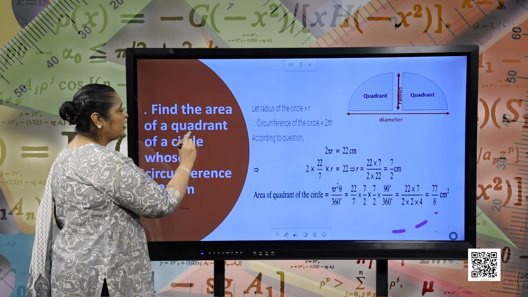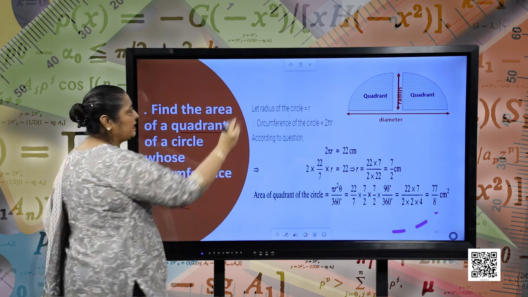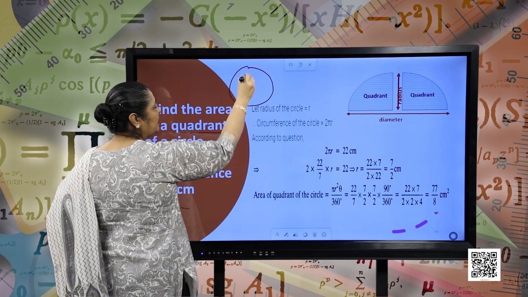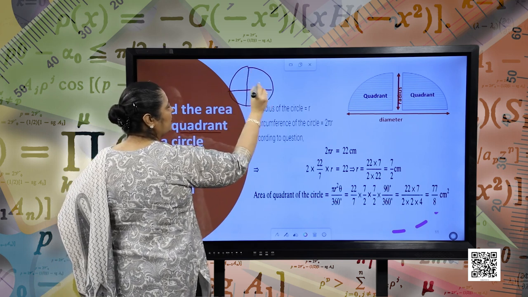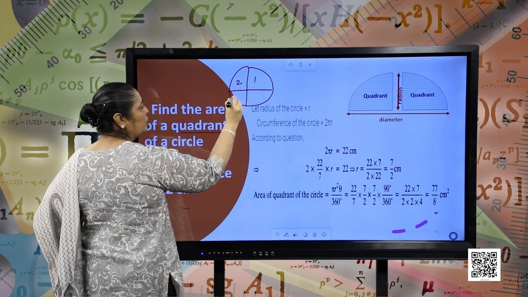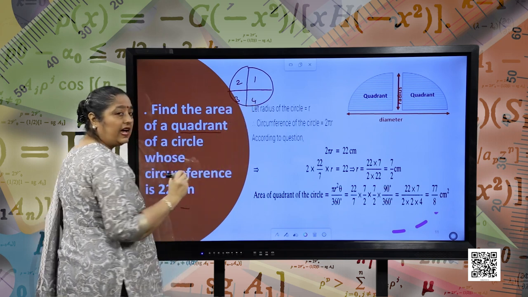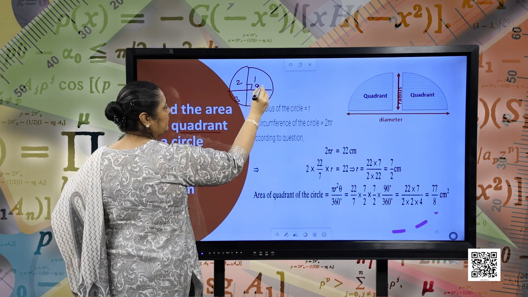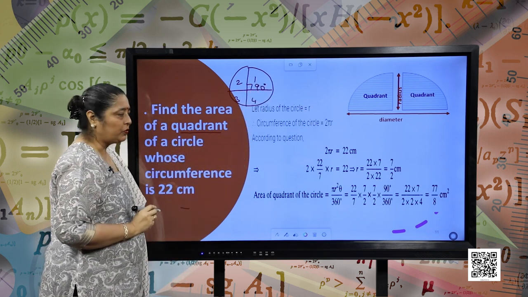So, the word quadrant. What is a quadrant? If this is a circle, then the circle is divided into four quadrants: quadrant 1, 2, 3 and 4. And the angle in each quadrant is 90 degrees. So, let us move over to the question.